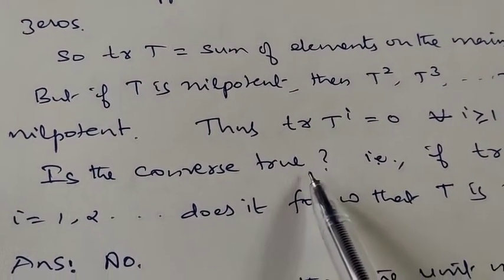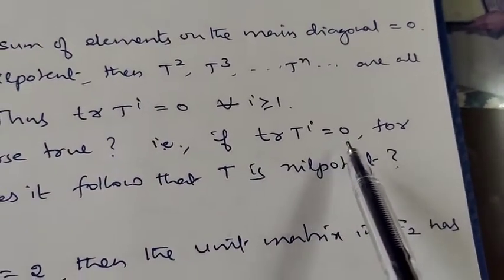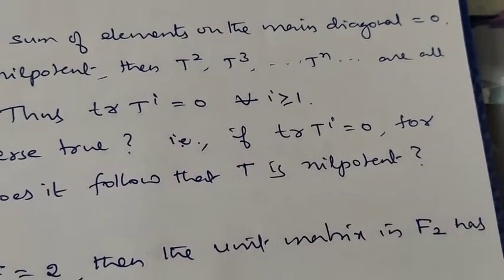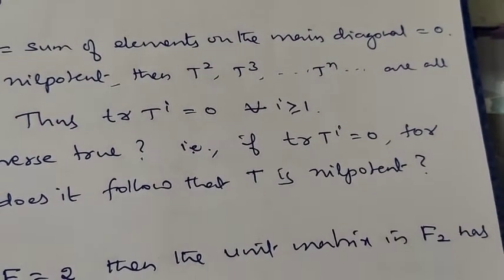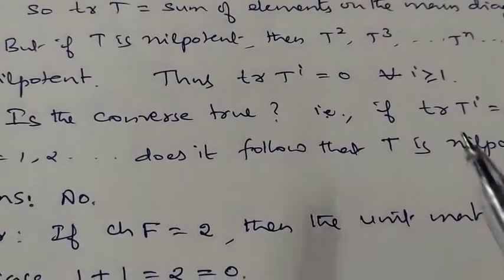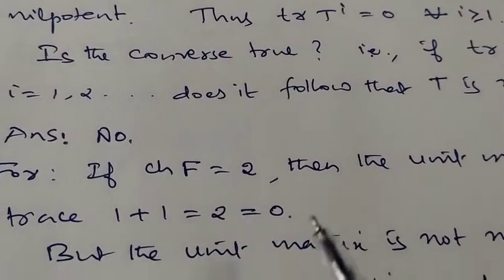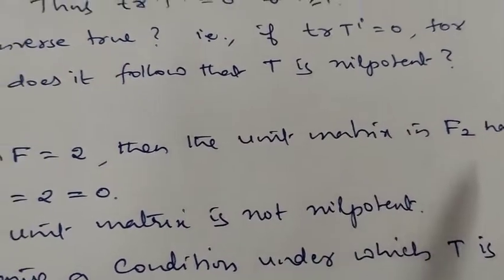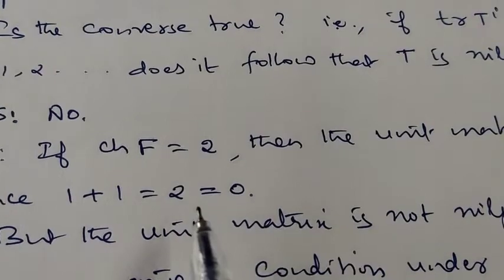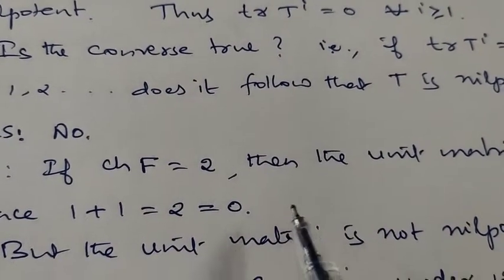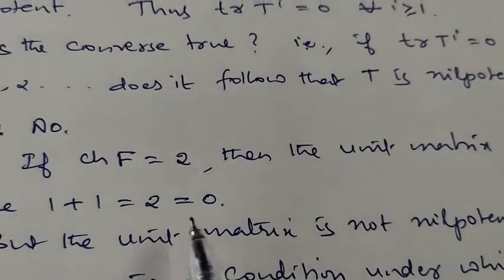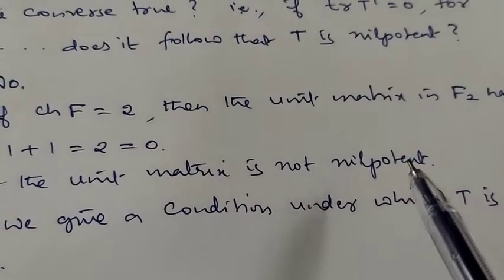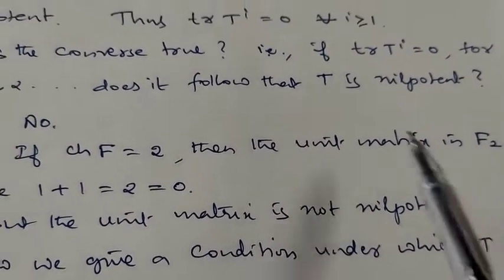Can the converse of this result hold true? That is, if the trace of T to the power i is 0, can you declare that T is nilpotent? The answer is no. If the characteristic of the field is 2, then the unit matrix in F2, 1 0 0 1, has trace 1 plus 1, that is 2, but in a field of characteristic 2, 2 is 0. The unit matrix is not nilpotent because any power of a unit matrix cannot be 0. Therefore the converse is not true.